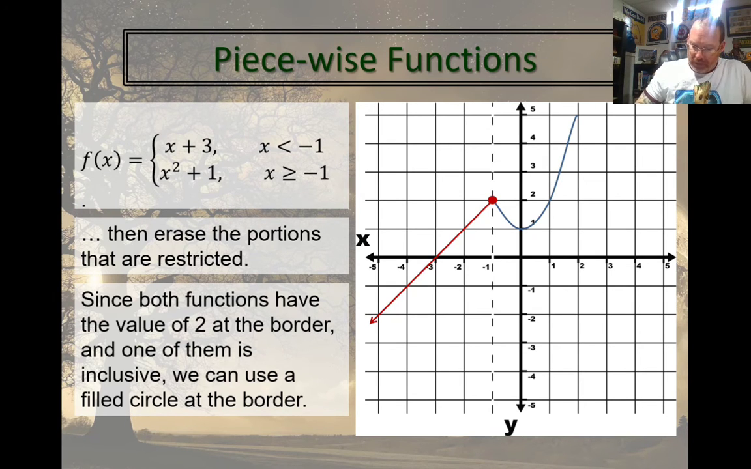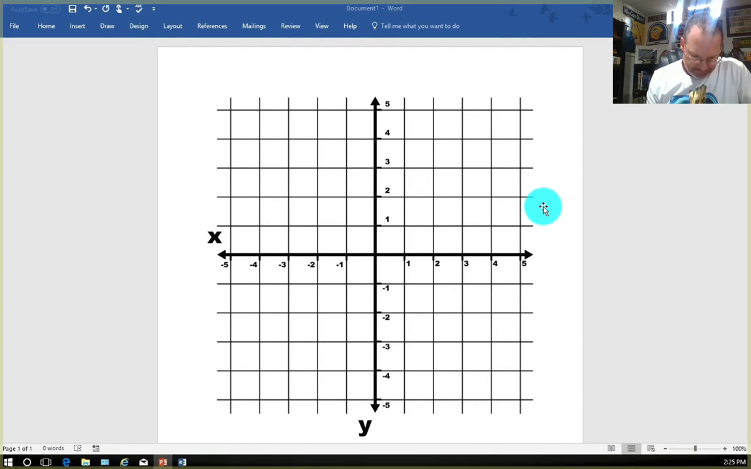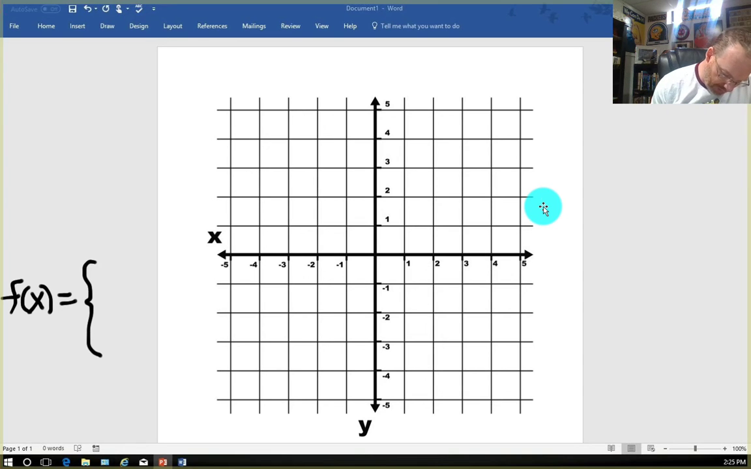I'd like to do just one more example. All right, so let's do this. Let's do f of x equals, and I'm going to do 3 of them this time: -x minus 4, 1/2 x minus 1, and 2 minus x squared.